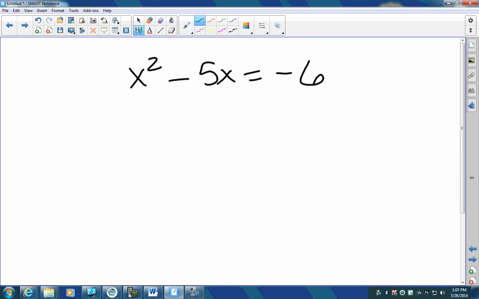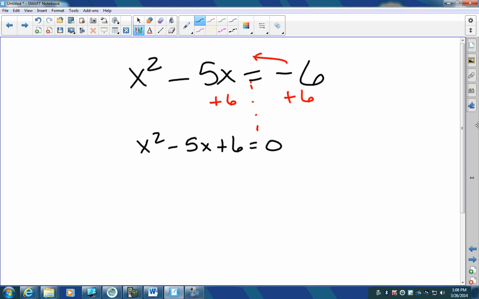Okay. x squared minus 5x equals negative 6. All right. Before we can do anything, it has to be put in standard form. That's the first thing you need to do. Is it in standard form? Nope. What do I need to move? That's 6. I'm going to move the 6 to the other side. You can't just put it there. Remember, you've got to add 6 to both sides. So I get x squared minus 5x plus 6 equals 0.